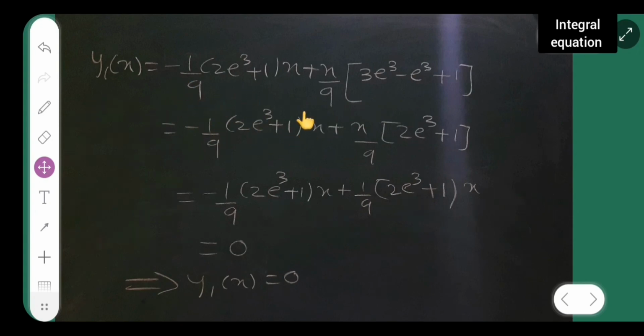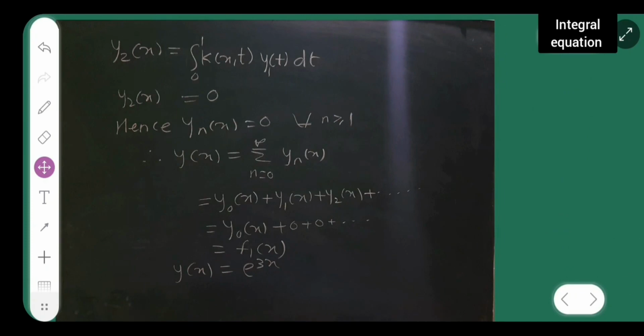Now this is equal to minus 1 upon 9 [2e raised to power of 3 plus 1] into x plus x upon 9. Now what is this? 3e raised to power of 3 minus e raised to power of 3. What you will get is positive 2e raised to power of 3 plus 1, okay? Now this is equal to minus 1 upon 9 [2e raised to power of 3 plus 1] into x plus, now this 1 upon 9 [2e raised to power of 3 plus 1] and this x I have taken to the other side. Now this minus this plus this is equal to 0, which implies y1 of x is equal to 0. So my y1 of x is 0 now.